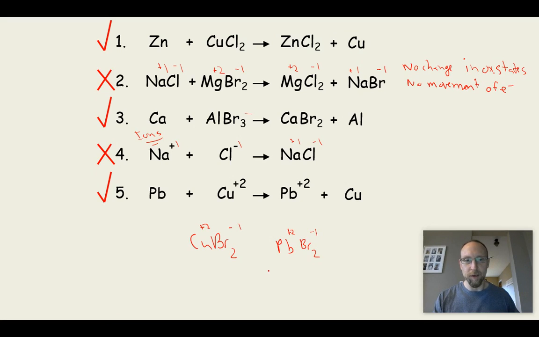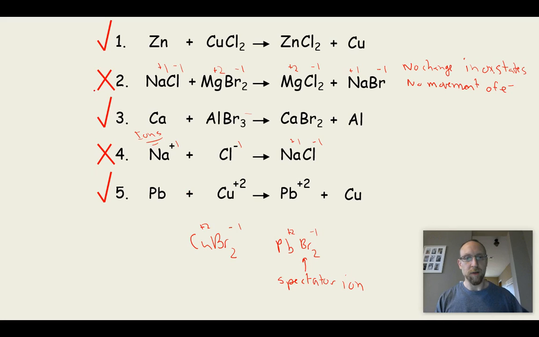So we call bromine a spectator ion. It's just watching. It's not involved in that movement of electrons. Just like a spectator at a sporting event, it's just watching. It's not involved in the game. So the spectator ions, their oxidation states don't change. They're just watching the movement of electrons take place.